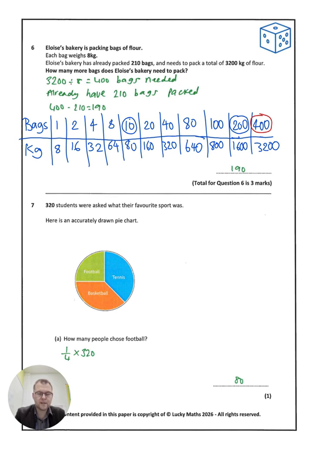Question 6, which again involves kilograms. If we know one bag is 8 kilograms, two bags are 16, etc., four bags are 32 kilograms. In the question it says a total of 3,200 kilograms. Well, as you can see with the ratio table I built up, 400 bags is equal to 3,200 kilograms. So that's helped to find the total number of bags, which is 400, and we know 210 have been packed. So that does leave 190.